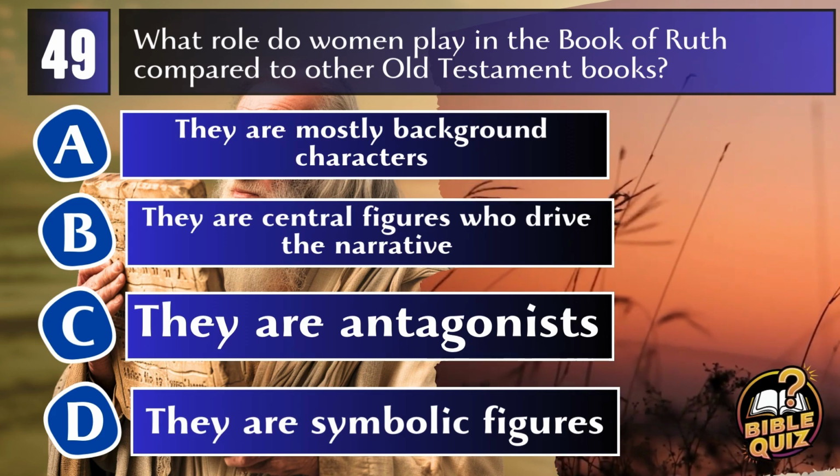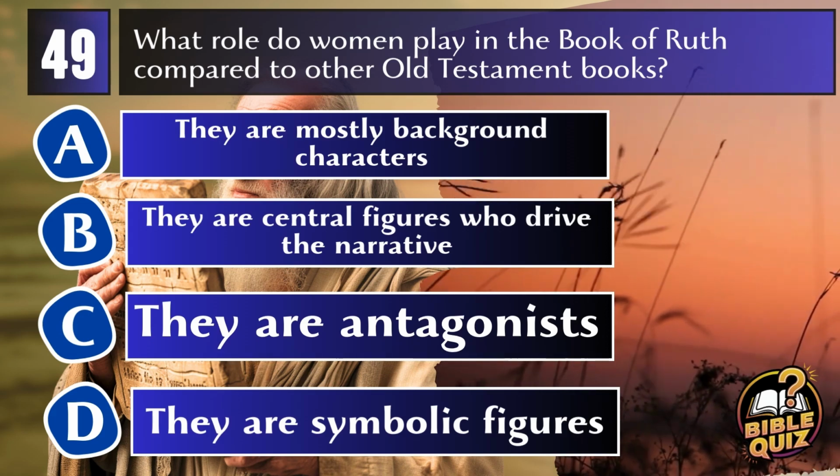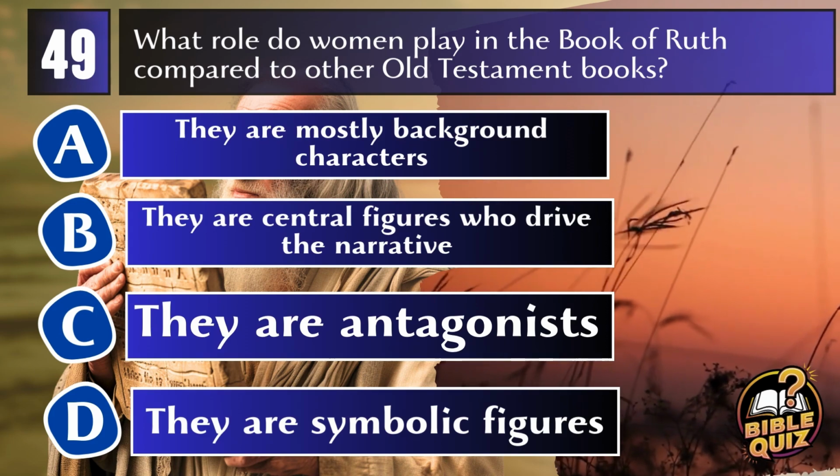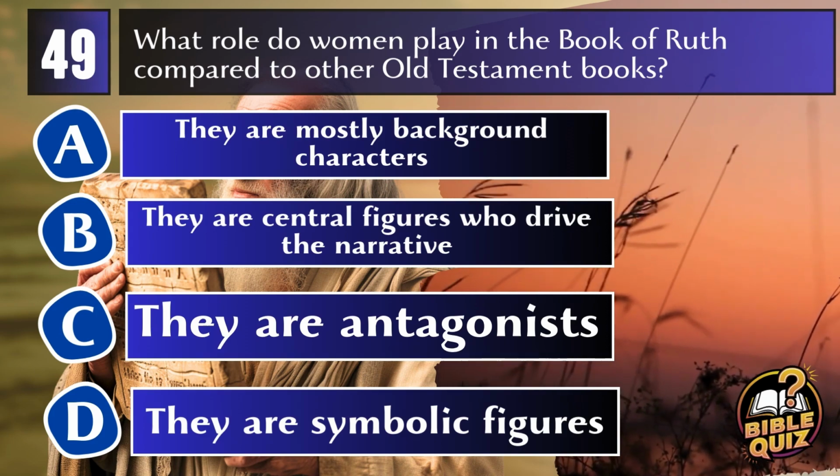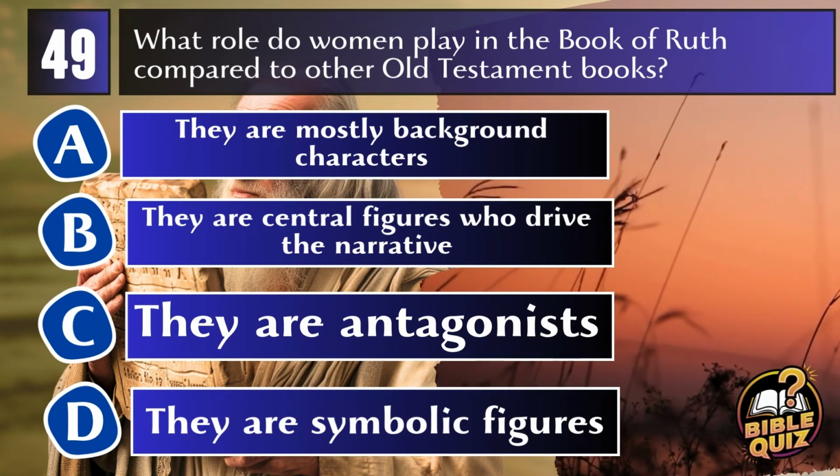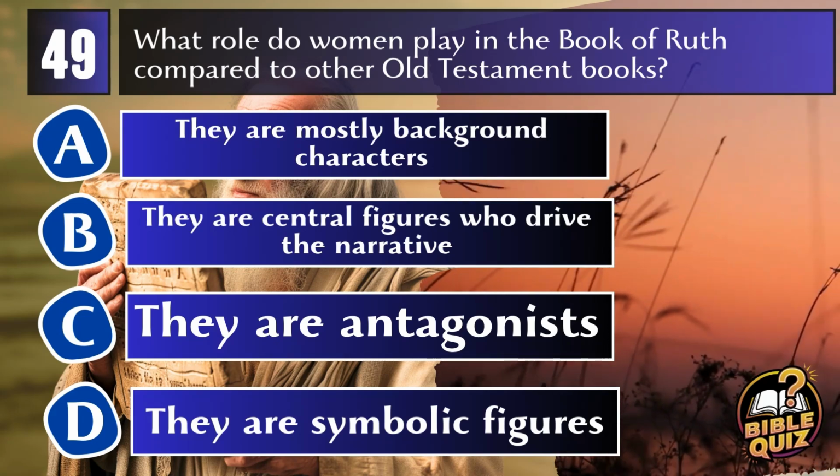A. They are mostly background characters. B. They are central figures who drive the narrative. C. They are antagonists. D. They are symbolic figures.